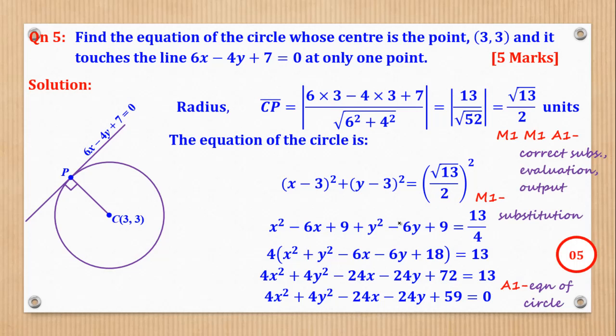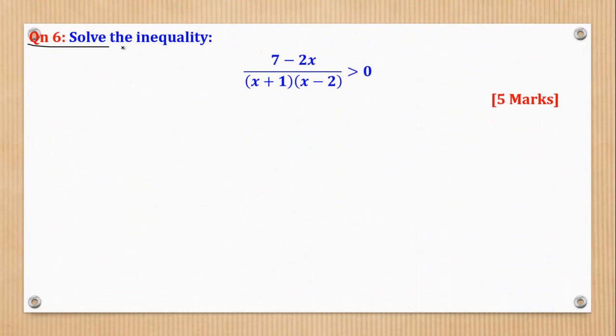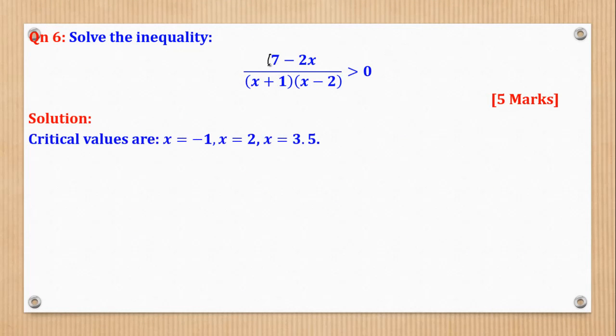And that's what they wanted. Then question 6, solve the inequality list. So that is under algebra. So yeah, the good thing, they have already broken it down in 2 factors. So your work is to state the critical values. Critical values are got by equating each factor to 0, each bracket to 0.